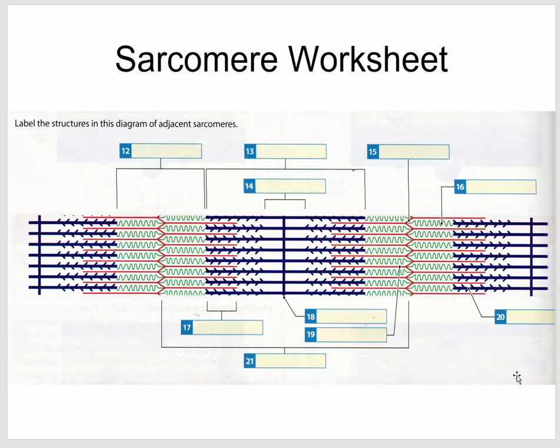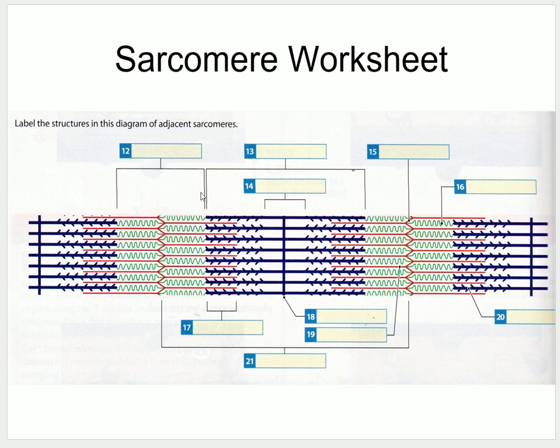Okay. So this is a good worksheet to print out and work through to study for this. We will go over it together though, so you know you have the right answers. So number 12, right here, that's the I band. That's the light band, I, light, and it is bisected by the Z line between the two sarcomeres, right?